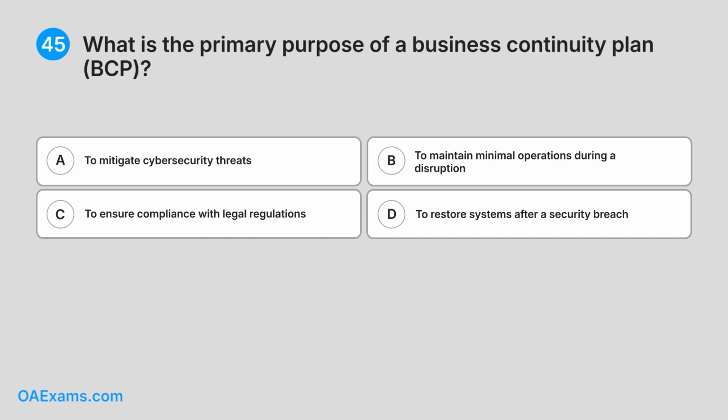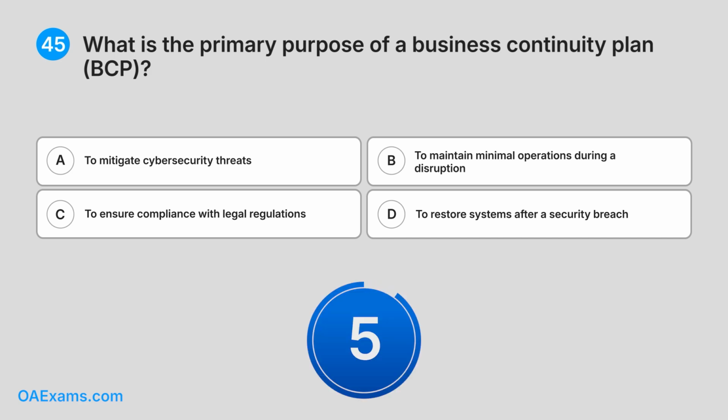45. What is the primary purpose of a business continuity plan, BCP? A. To mitigate cybersecurity threats. B. To maintain minimal operations during a disruption. C. To ensure compliance with legal regulations. D. To restore systems after a security breach. Can you guess the answer?